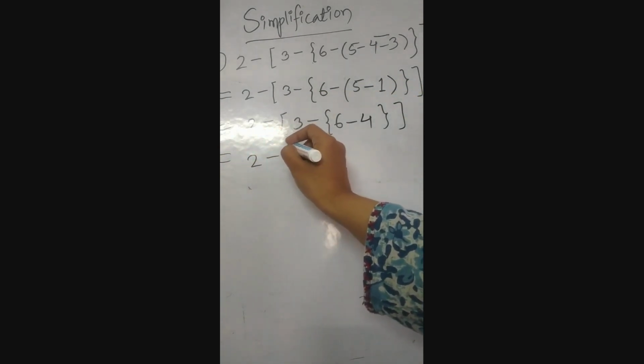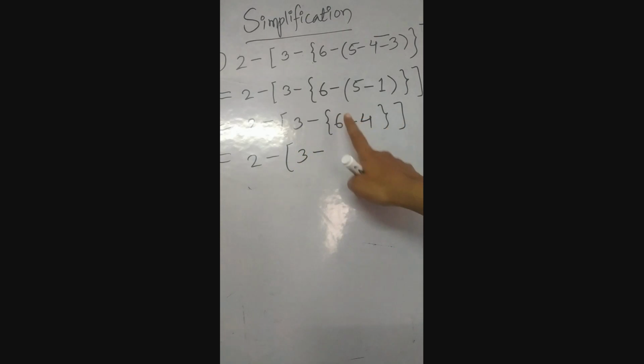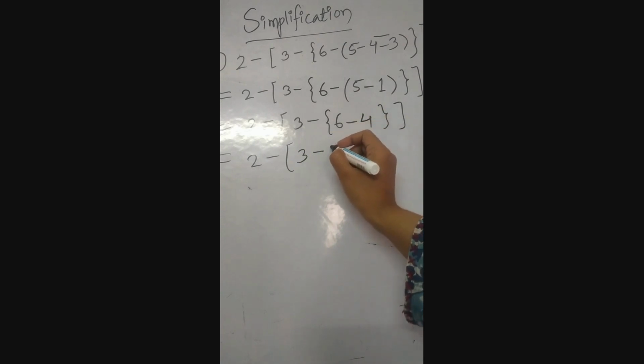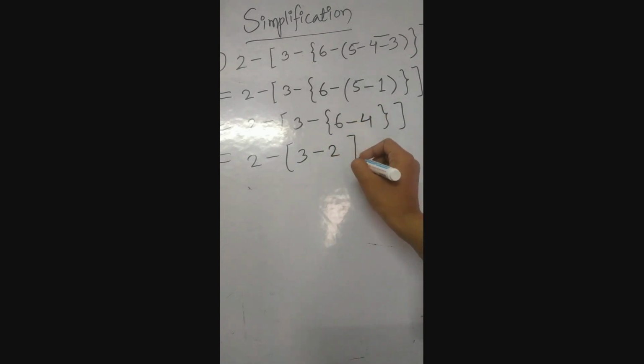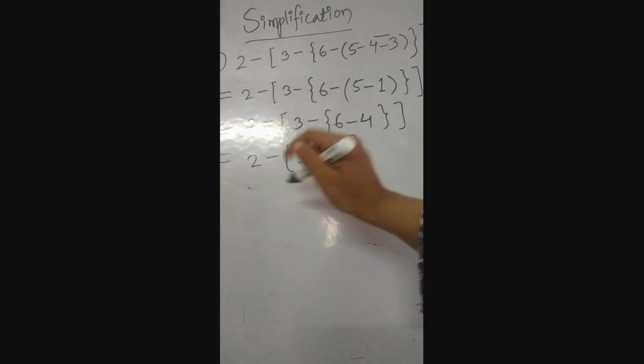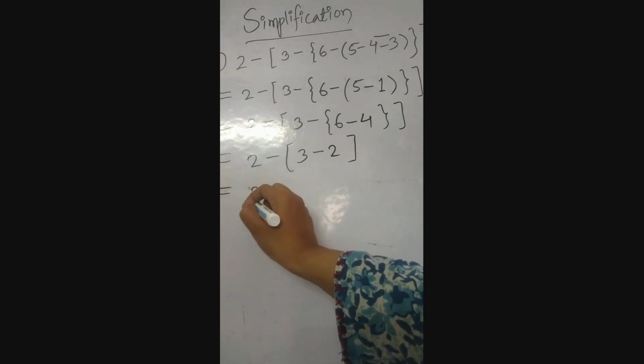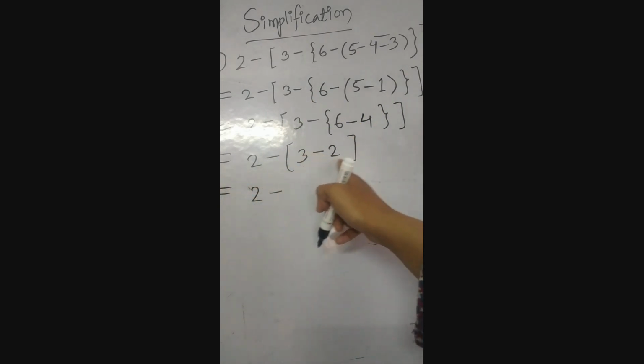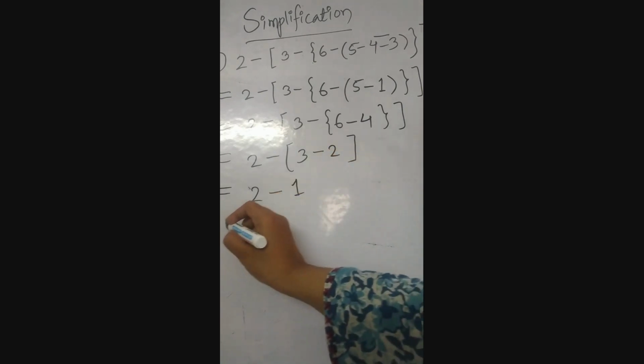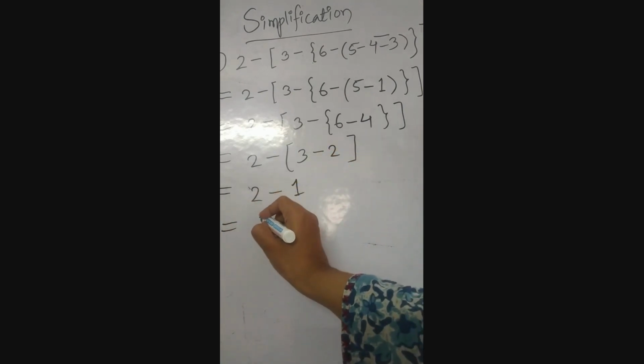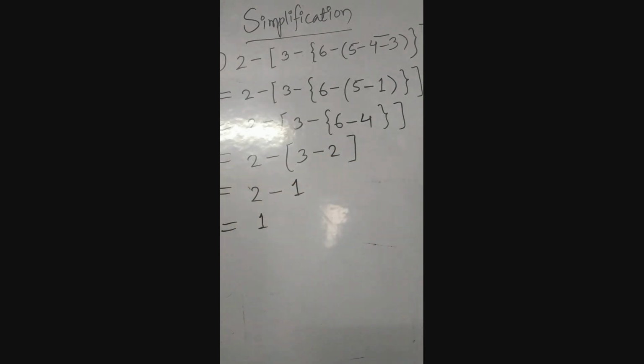Then next is 2 minus 3 in bracket. Now friends, this is the time to open this bracket. 6 minus 4, we will get a 2 here. This bracket is removed. Again we have a 2 minus. Now we will open this bracket. 3 minus 2 is 1. So at last 2 minus 1 is 1. So in this way we have to simplify them.